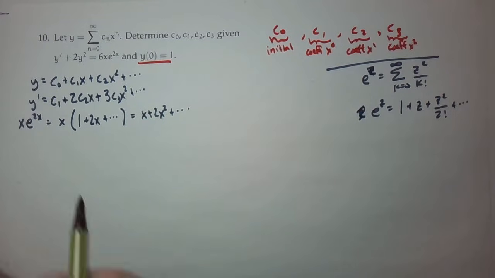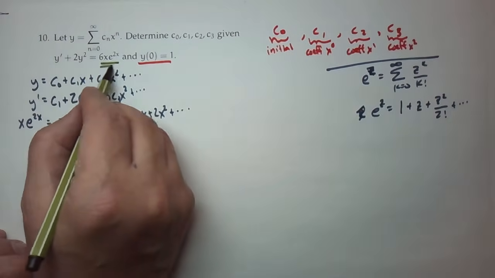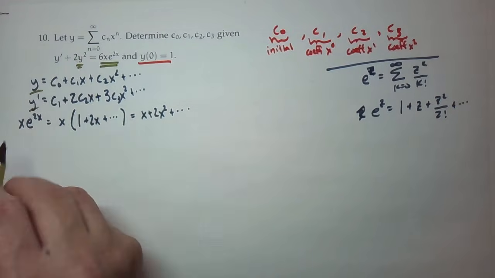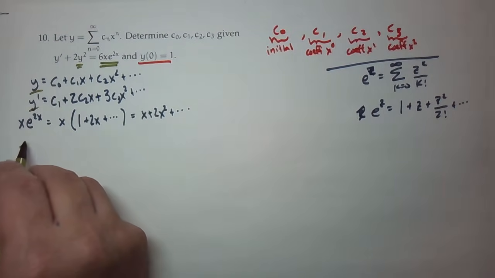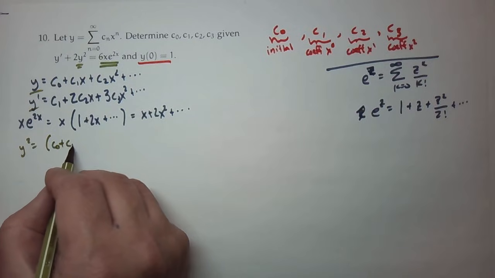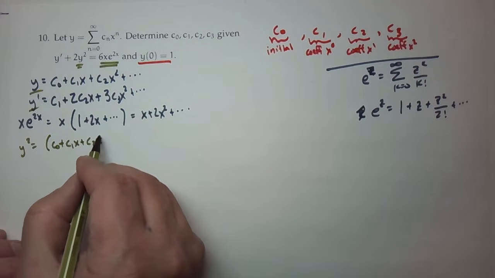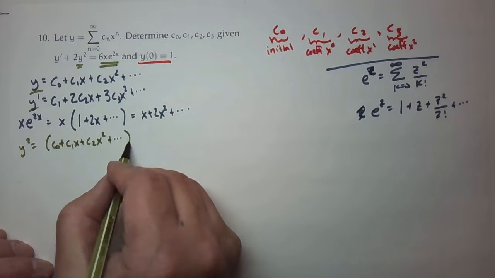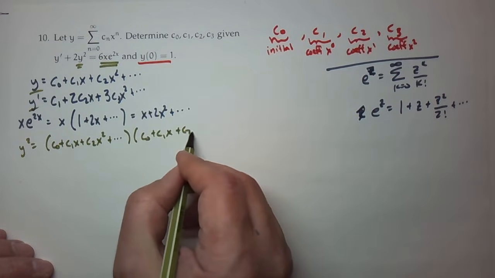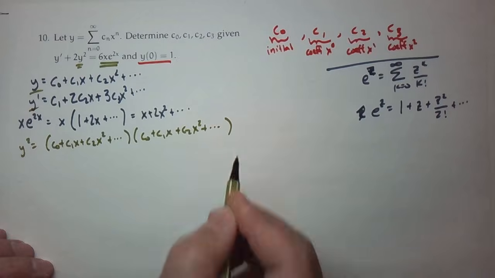All right. So let's talk about, we talked about this x e to 2x. We talked about y. We talked about y prime. Let's talk about y squared. So y squared, well, that's y times y. So that's c0 plus c1x plus c2x squared, dot, dot, dot, times c0 plus c1x plus c2x squared, dot, dot, dot.